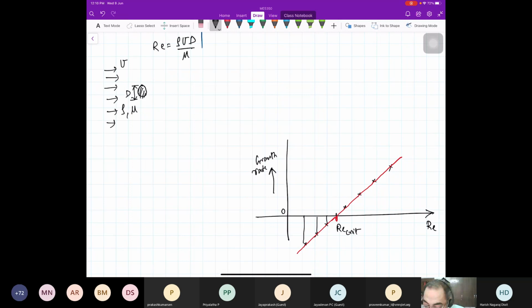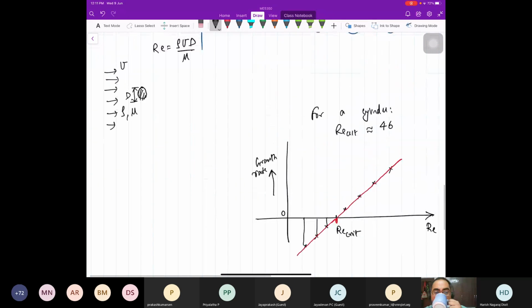For example, for a sphere, or for a cylinder, I think cylinder. Okay, for a cylinder, Re critical is around 46. So any value above this Reynolds number, you will start seeing oscillations. You will start seeing vortex shedding.